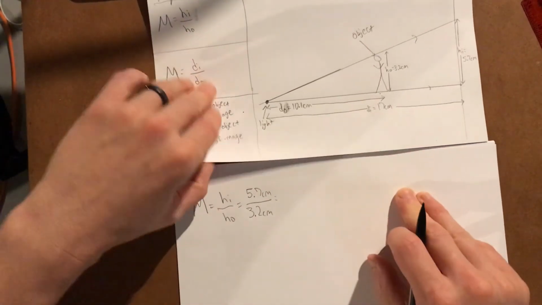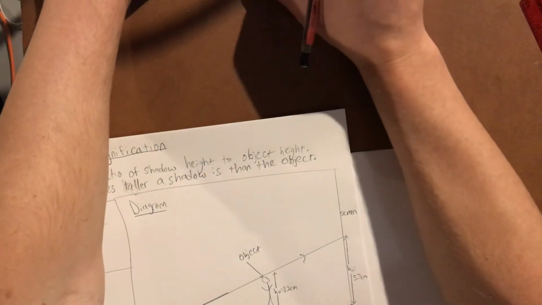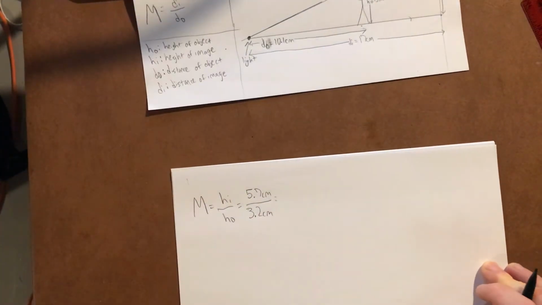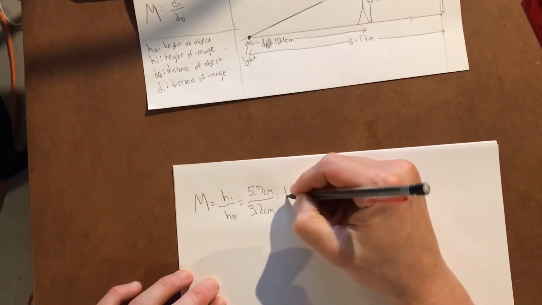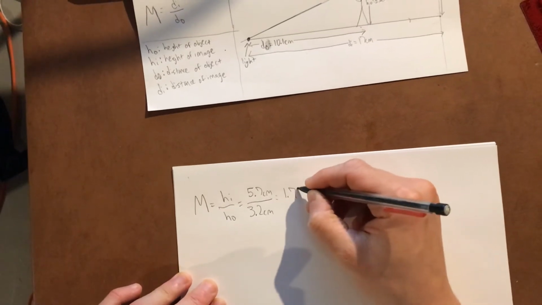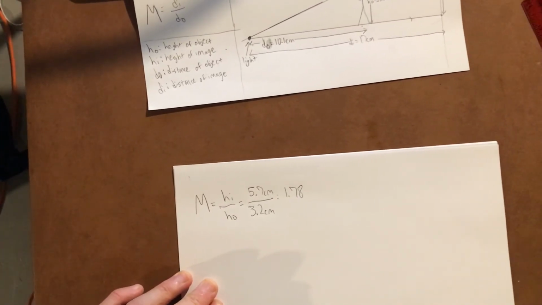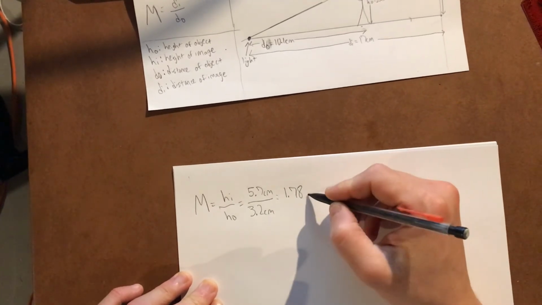So you need to divide. For me, I'm dividing the 5.7 by the 3.2 right now. 5.7 divided by 3.2. You have different numbers, but that's okay. I tried to place the guy midway, but it seems like I didn't really. It's probably closer to the screen. If he was midway, I would have got 2 for my magnification. But I got 1.78. All right.